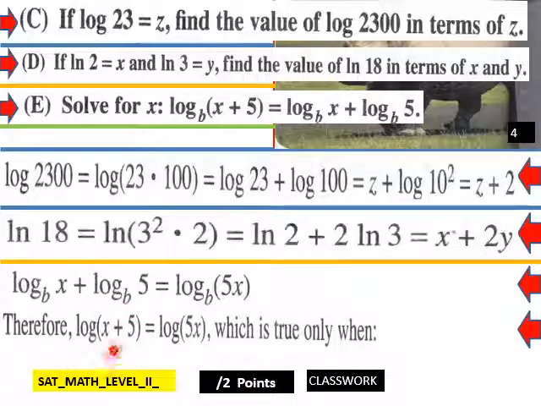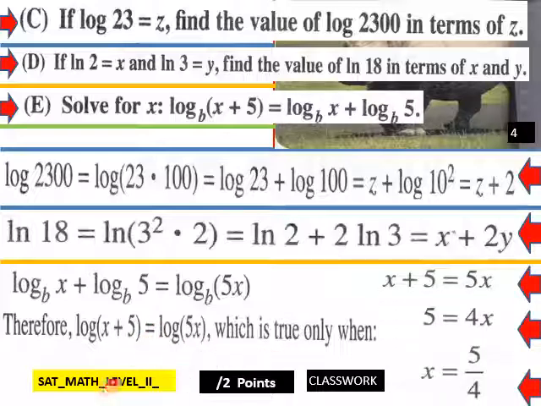Therefore, log x plus 5 will equal log 5x, which is true only when x plus 5 equals 5x, 5 equals 4x, and then x will equal 5 over 4. That would be an example of that.